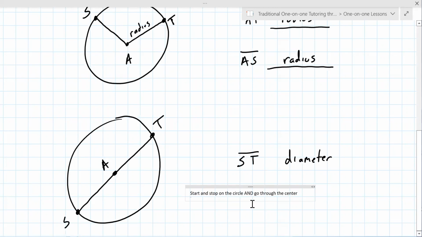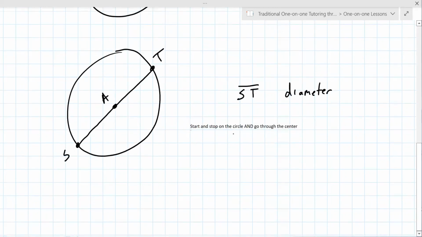You could. You only need 2 letters though for a line. So you would generally use the endpoints for that.